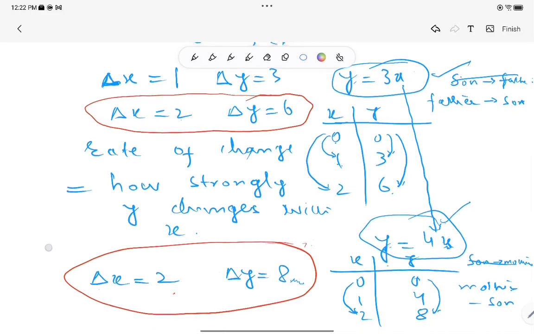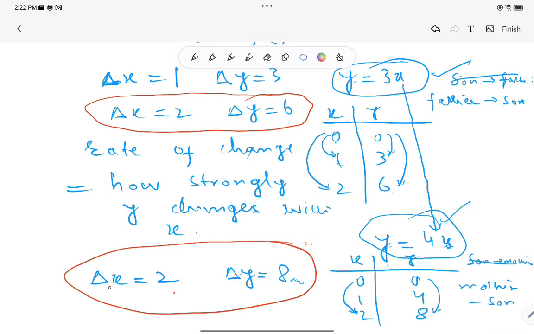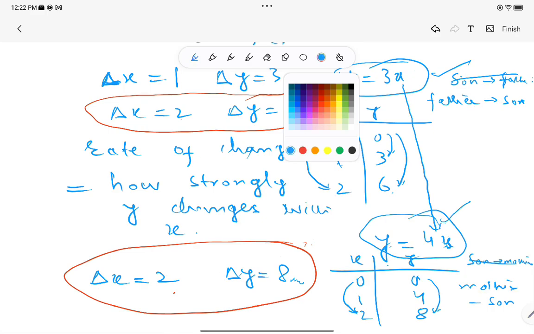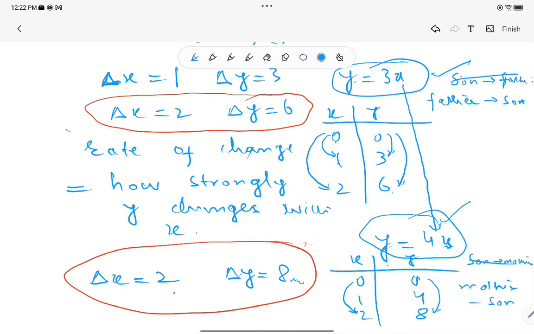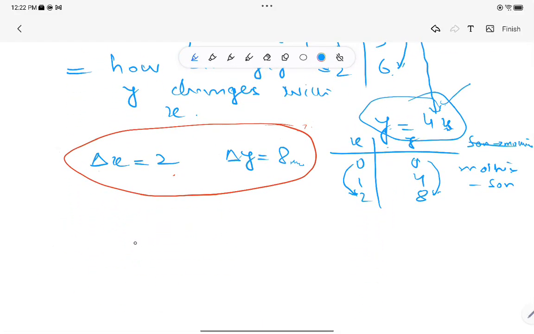So instead of taking delta x equal to 2, what do we do? We take delta x equal to 1. That does not mean you are banned from taking delta x equal to 2. You can take delta x equal to 2, no problem. But then do one thing: divide delta y by delta x. Why? This will give you the change in y per unit change in x.